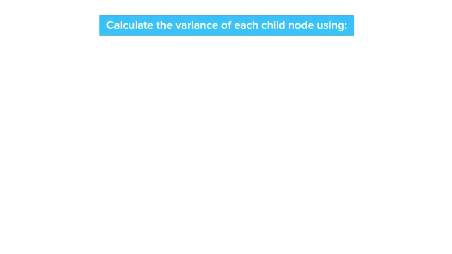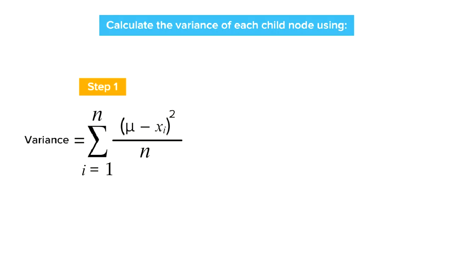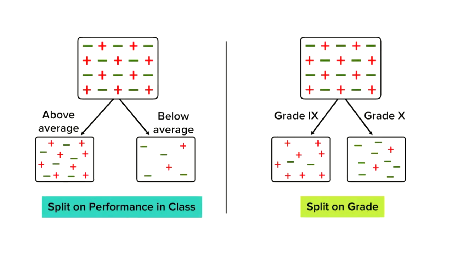Now, let's look at the steps to calculate the variance for a split. We first calculate the variance of each child node using the standard formula as shown on the screen. Once we have the variance of each child node, we calculate the variance of split as the weighted average variance of each child node. Let's calculate the variance for these two splits.